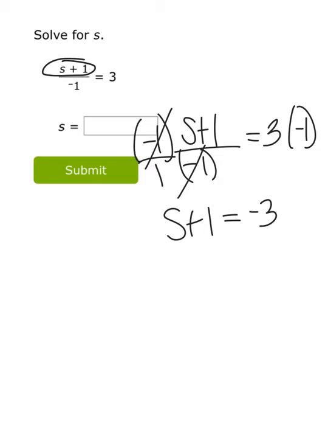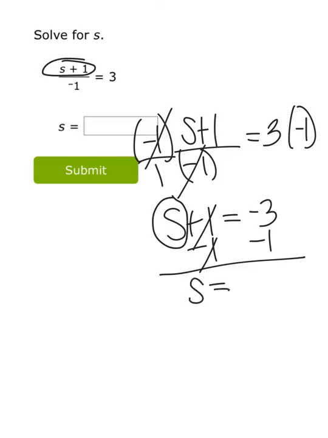So then I just need to get S by itself, and I'm adding 1 to it. So the opposite of adding 1 would be to subtract 1, because I know 1 minus 1 is 0, which would get S by itself, and it would equal -3 minus 1, which is -4. So my solution would be -4.